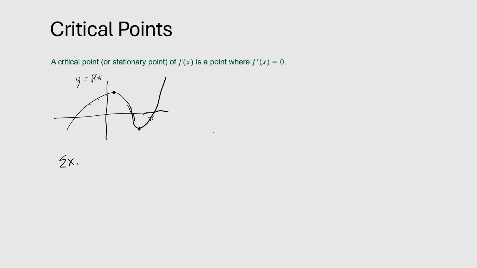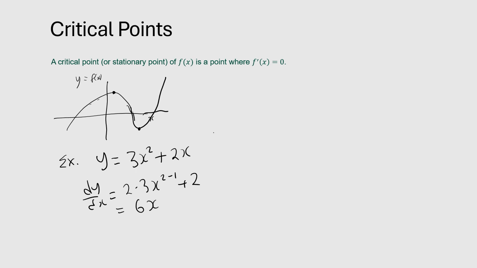For instance, maybe you have a function y equal to 3x squared plus 2x, and you want to find the critical point. The first step is to find dy/dx. We differentiate this: we take the 2, 2 times 3 is 6, x to the power 2 minus 1 is just x, plus 2, since for 2x we just take the constant. So our dy/dx is equal to 6x plus 2.